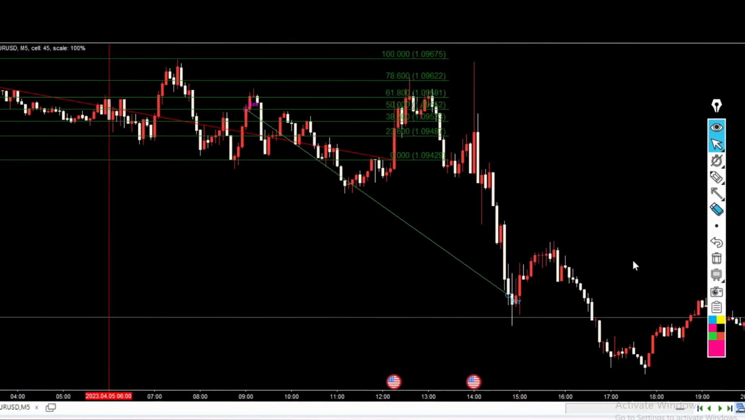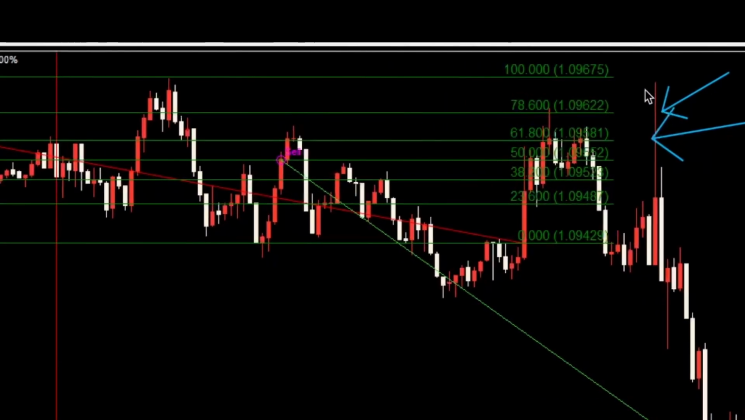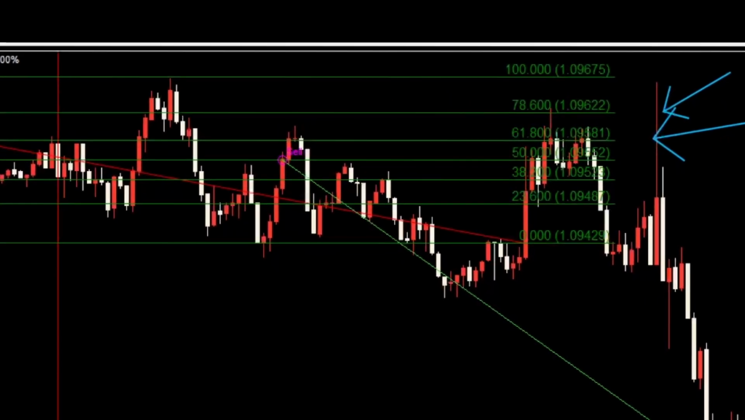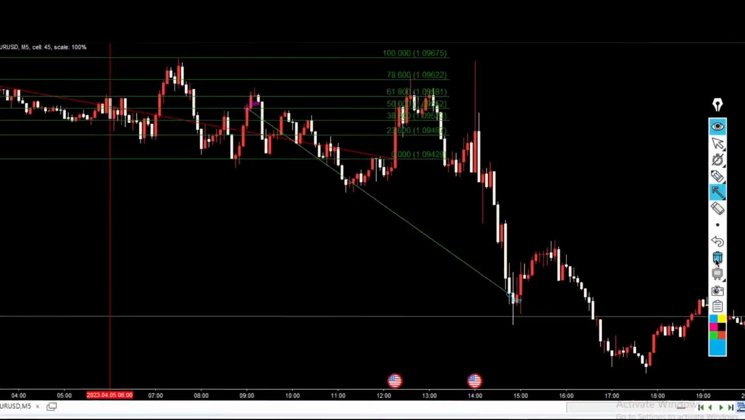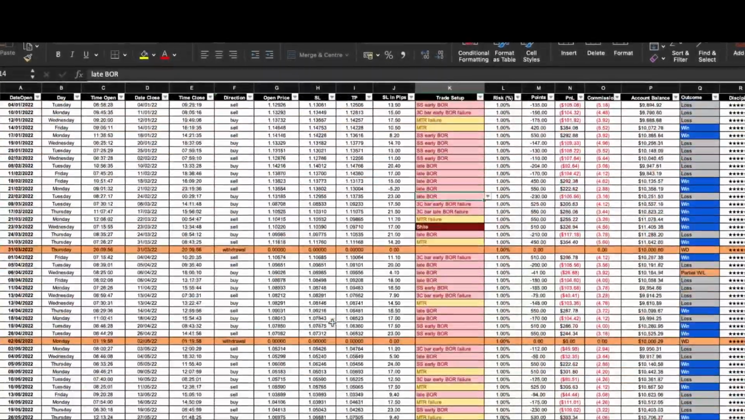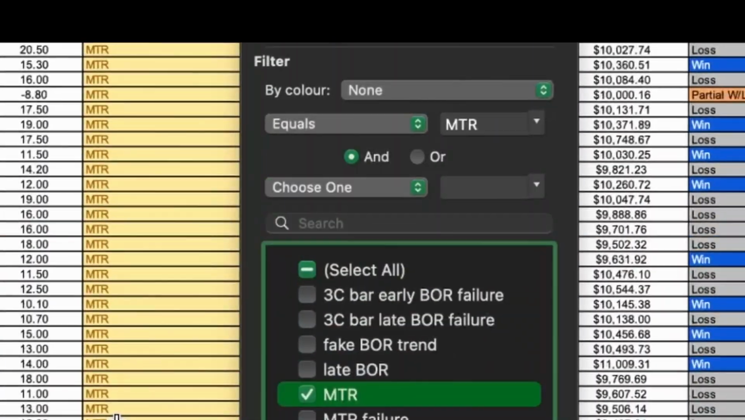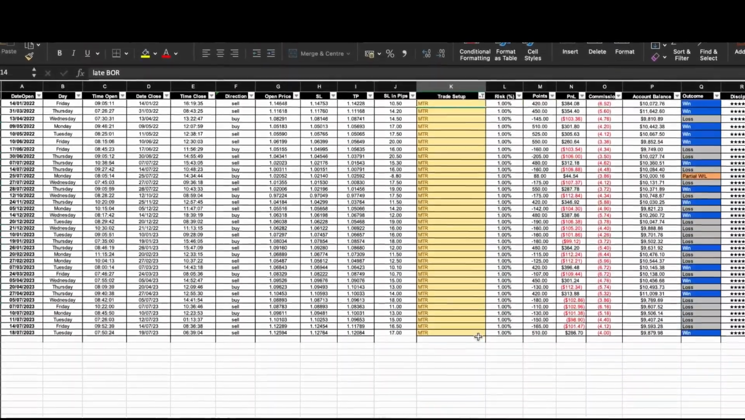You can see here that price almost took us out. This is why it's important to use a stop loss at the highest swing high, otherwise news events like this might take you out. Here's an Excel sheet that I journal my trades in. There are various setups that I trade, but let's filter this out to only show MTRs. Let's check out the Analytics tab for more info.